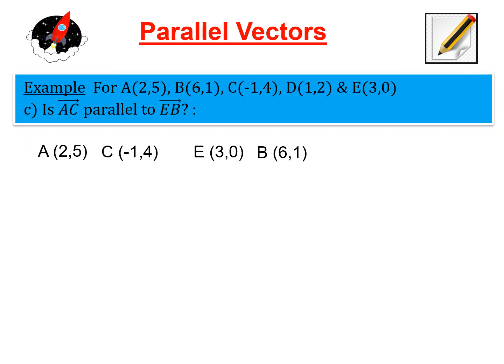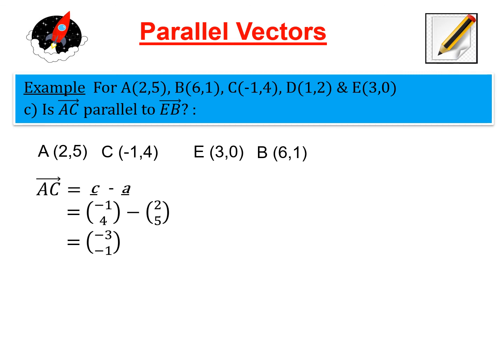Okay, last example, and then you guys can have a go yourselves. So this time we've got the same 5 coordinate points again, and we're being asked, is AC parallel to EB? So it's exactly the same procedure as before. We work out the vector for AC. So this time it's C subtract A. So (-1, 4) subtract (2, 5), and we get (-3, -1).